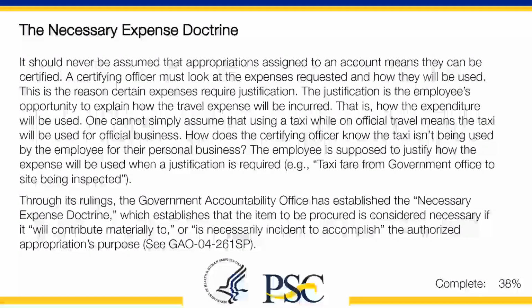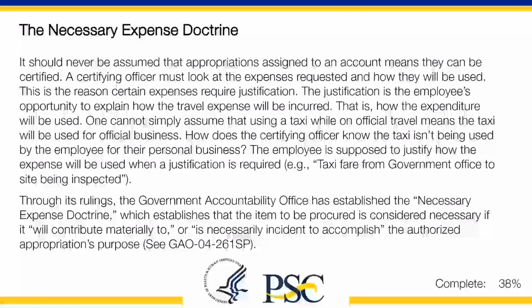The justification is the employee's opportunity to explain how the travel expense will be incurred, that is, how the expenditure will be used. One cannot simply assume that using a taxi while on official travel means the taxi will be used for official business. How does the certifying officer know the taxi isn't being used by the employee for their personal business? The employee is supposed to justify how the expense will be used when a justification is required. For example, taxi fare from government office to site being inspected.